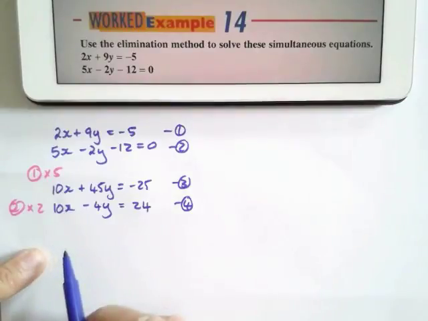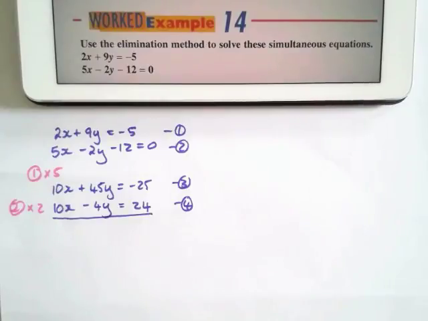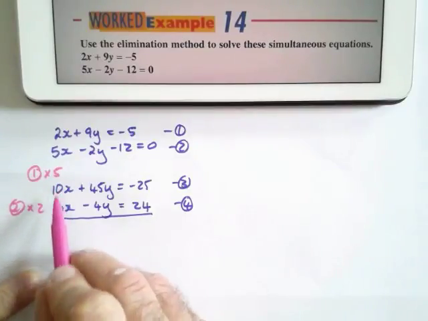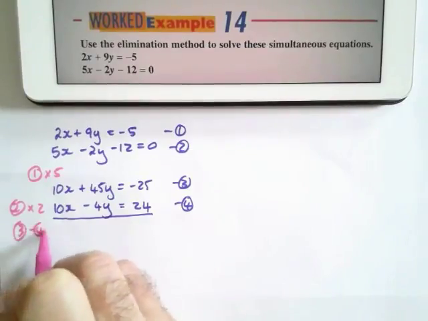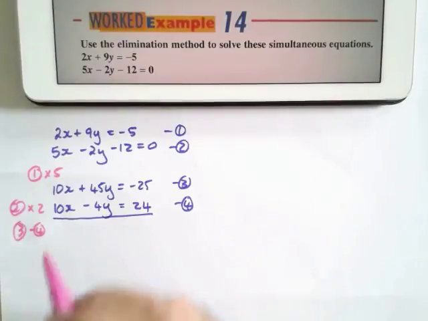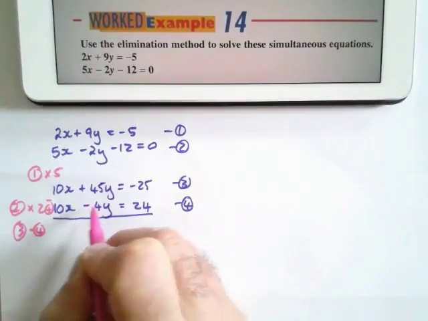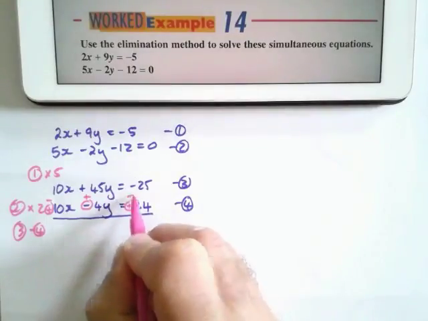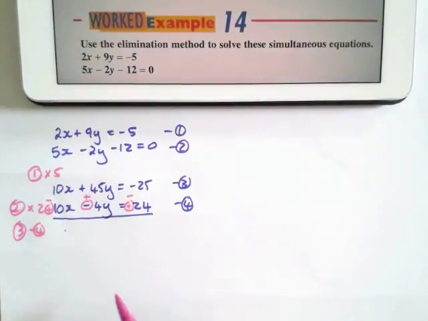I have x's that are the same. So in my next step, I'm going to do a subtraction. If this was a negative, I could just add equations 3 and 4 and I'd get rid of it. Because the signs are the same, I'm going to take 3 and subtract 4 from that. Now remember, if I do a subtraction, all signs change. So this positive becomes a negative, this negative becomes a positive, and this positive becomes a negative. So 10x take away 10x is 0.